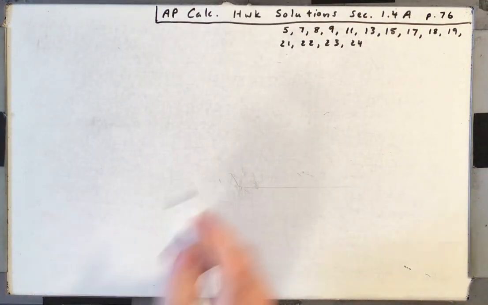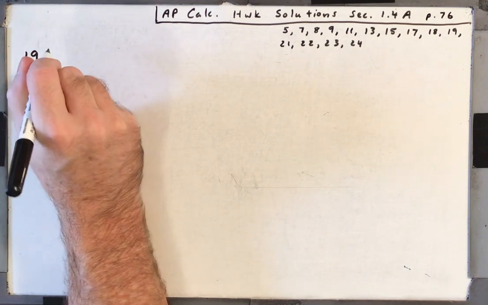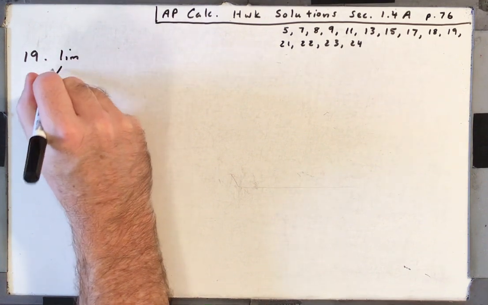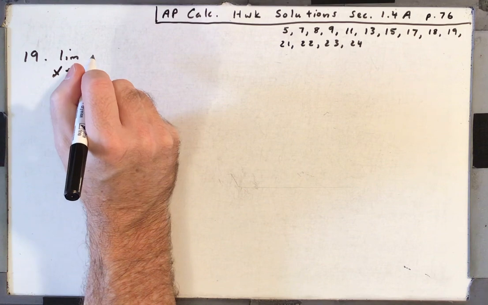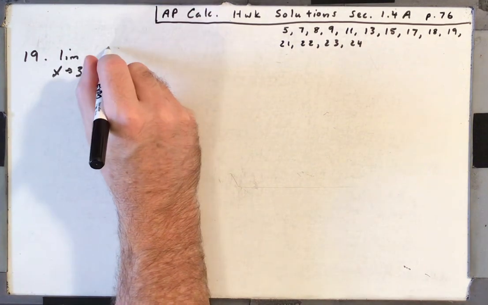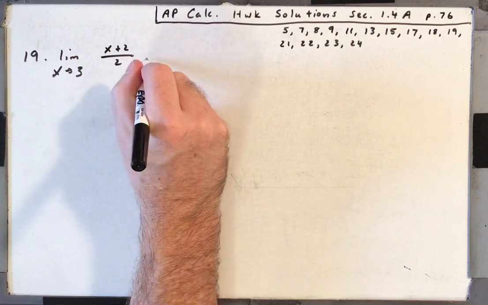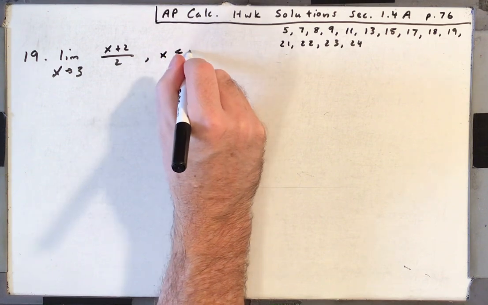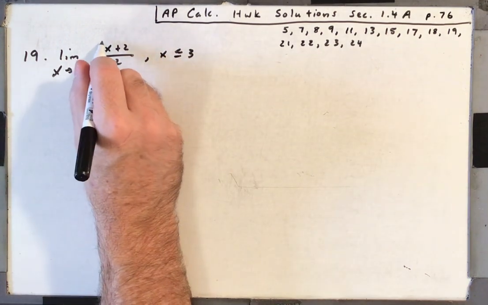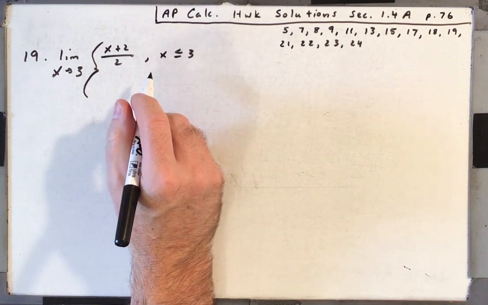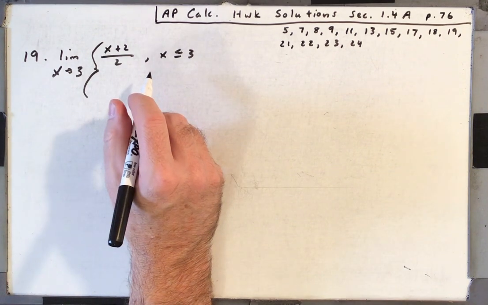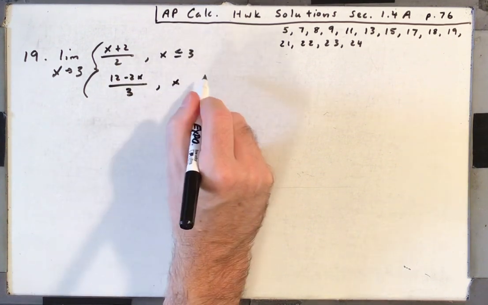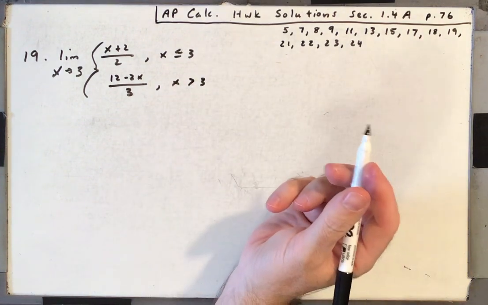Okay, number 19. All right, we've got piecewise. The limit as x approaches 3 of (x plus 2) over 2, and that's when x is less than or equal to 3. So that's from the left. And then we have (12 minus 2x) over 3 when x is greater than 3. So that would be from the right.